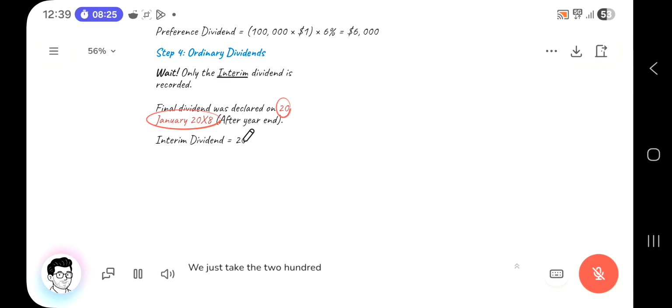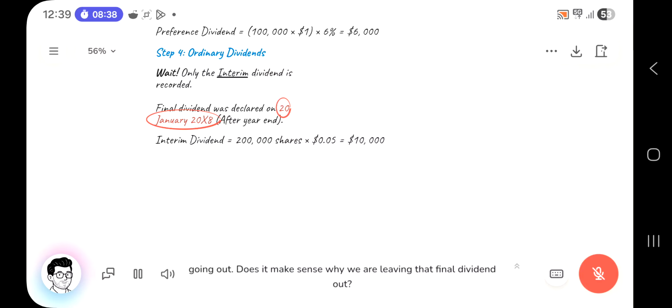We just take the 200,000 ordinary shares and multiply them by the 5-cent interim dividend. That is $10,000 going out. Does it make sense why we are leaving that final dividend out?